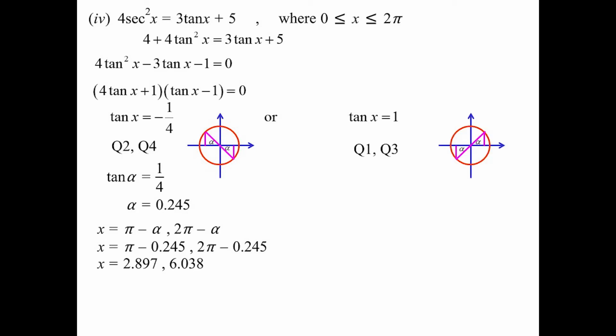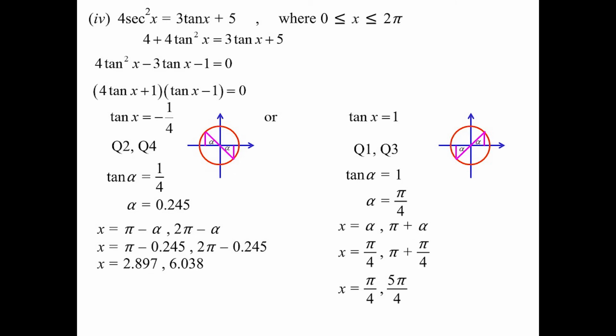The other one we do have an exact value. That acute angle would be 45 degrees. 45 degrees is pi on 4. So pi on 4 is our acute angle. So in the first quadrant, or the third quadrant, we end up with pi on 4, 5 pi on 4. Putting all four answers together, there we are. So we've got pi on 4, 2.897, 5 pi on 4, and 6.038.